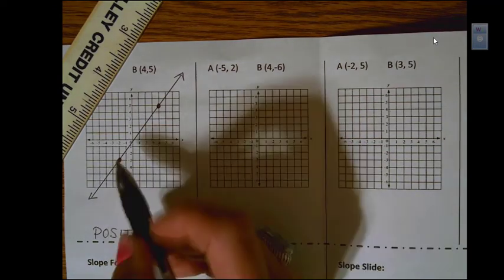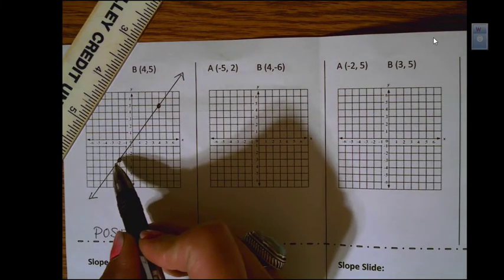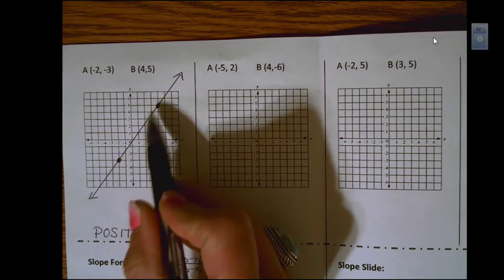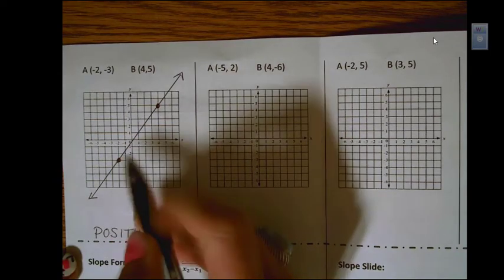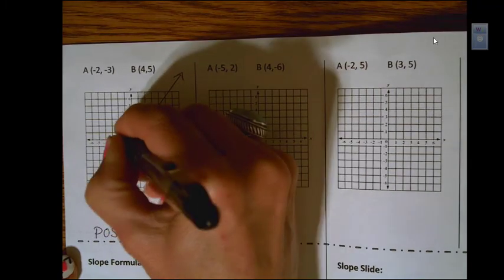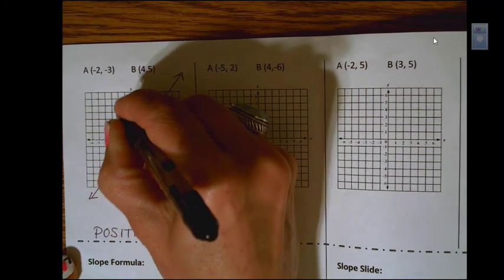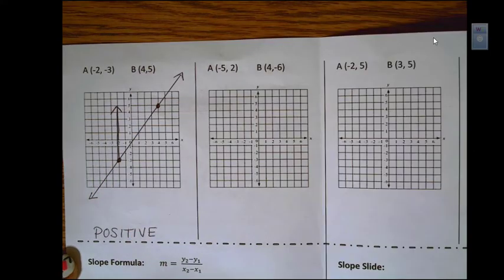And we're going to start at that furthest left point, and we're going to determine, do we need to rise or fall to get up to this other point? Well, I need to rise. 1, 2, 3, 4, 5, 6, 7, 8. Okay, so I am rising up 8.